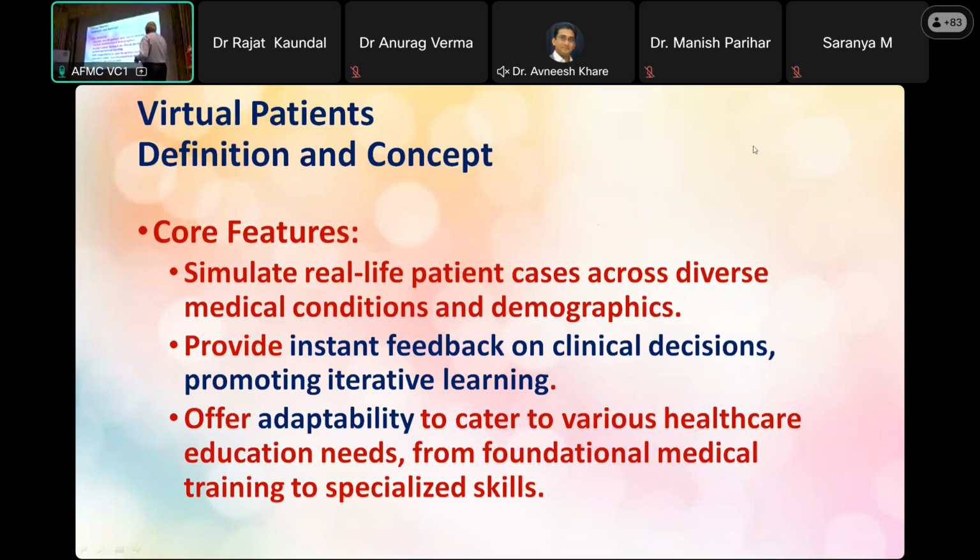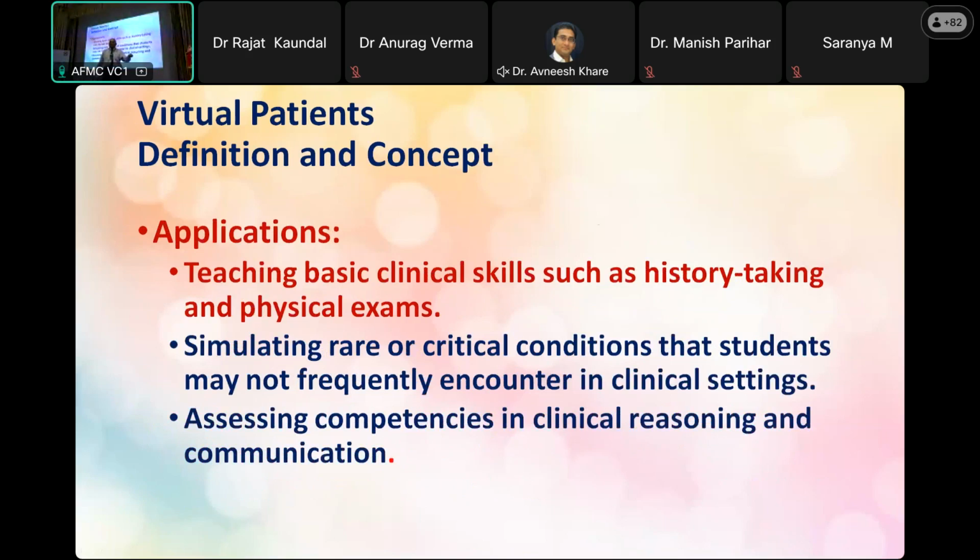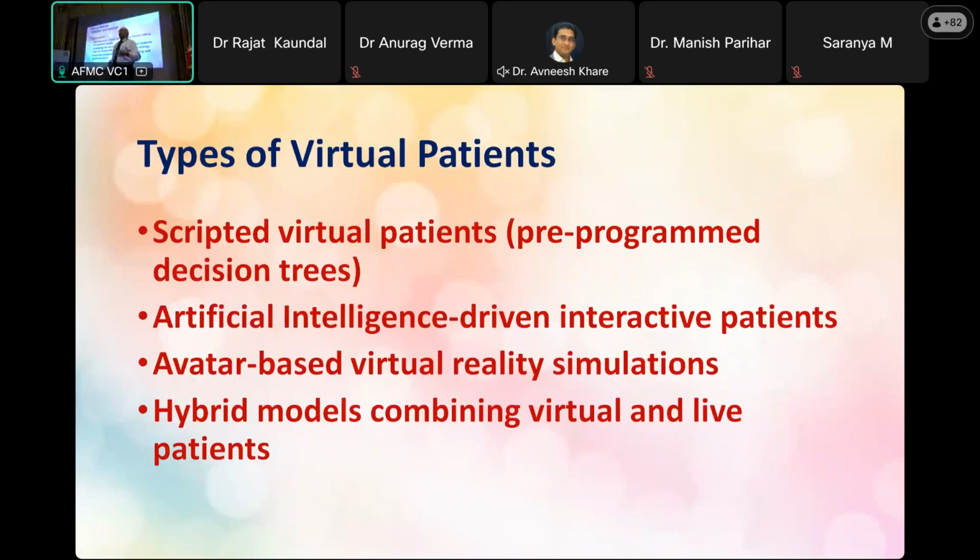So what are the core features? Simulate real-life patient cases across diverse medical conditions and demographics. Provide instant feedback on clinical decisions and offer adaptability to cater to various healthcare education needs. What I think Karuna said was very right. I remember when we started skill labs, we said every medical college should have a skill lab. So what people did, they bought a skill lab, but that skill lab was locked. There was no access for the students. And even if they went, they were wandering on their own.